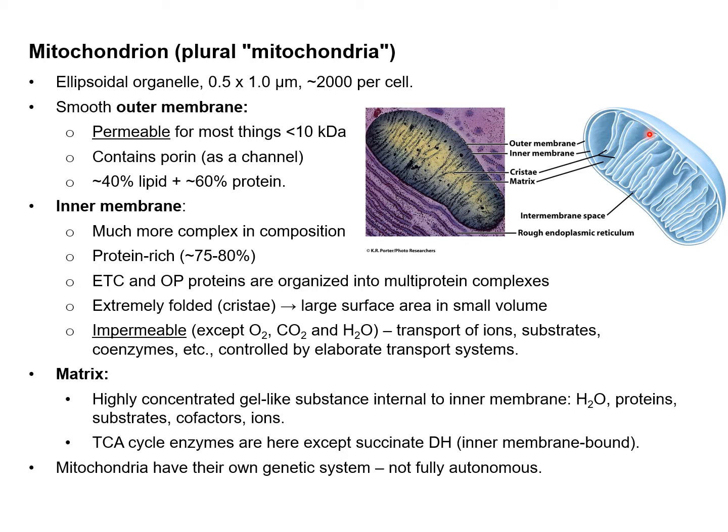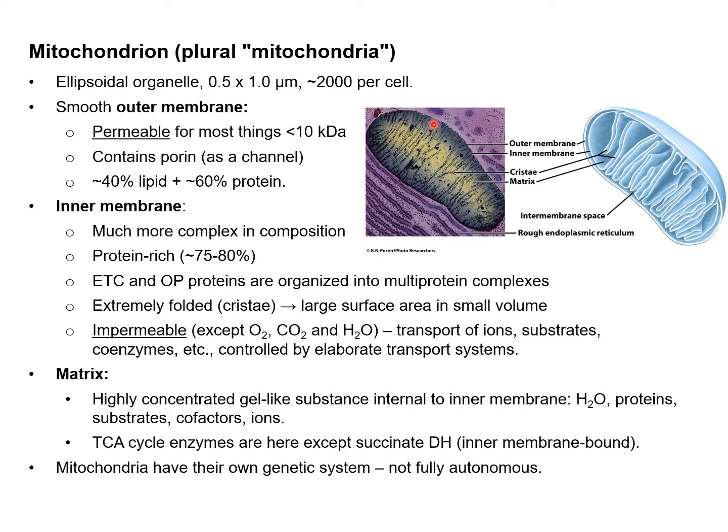And inside of this inner membrane of the mitochondria, there is a matrix, basically a cytosolic area inside of the mitochondria. So it's a highly concentrated gel-like substance internal to this inner membrane. And its constituents are water molecules, proteins, substrates, cofactors, coenzymes, as well as different kinds of ions. TCA cycle enzymes are located here too, except for succinate dehydrogenase, which is bound to the inner membrane of the mitochondria.